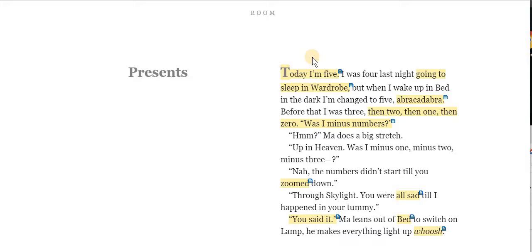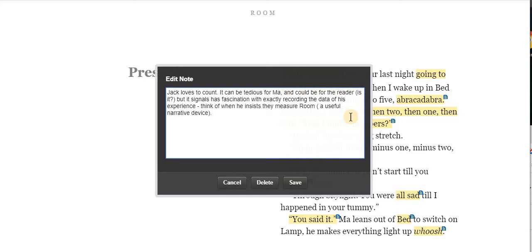The next thing I wanted to talk about was the accuracy and the specificity of Jack's narration. He's very interested in numbers. We see him counting his age here. Before that I was 3, then 2, then 1, then 0. Was I minus numbers, he says. Was I minus 1, minus 2, minus 3? So Jack loves to count. We get several examples of that.